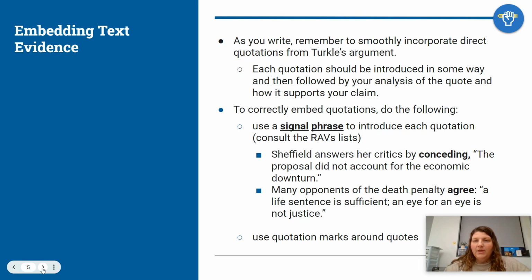To correctly embed quotations, we want to do the following. We're going to use a signal phrase to introduce the quotation. And this is where the rhetorically accurate verbs list in your binder comes in. So some examples are Sheffield answers her critics by conceding, and then the text evidence. Many opponents of the death penalty agree, and then the text evidence. And if we are using direct quotes from the text, that means we see it in the text, we take it out, we pop it in our writing, you have to use quotation marks around those quotes.